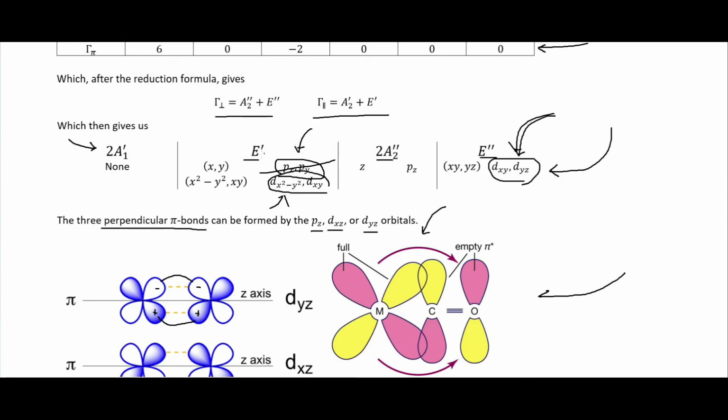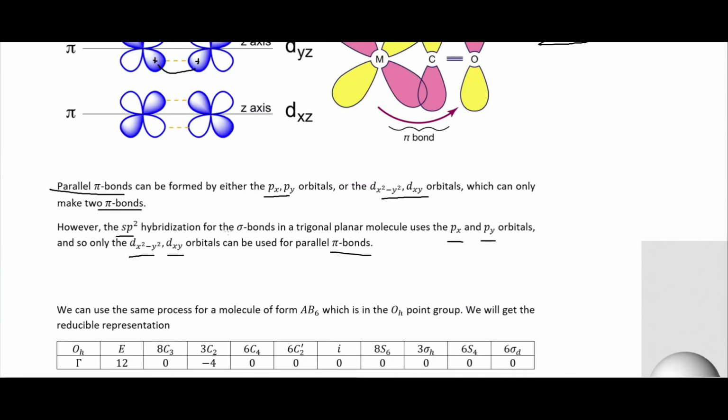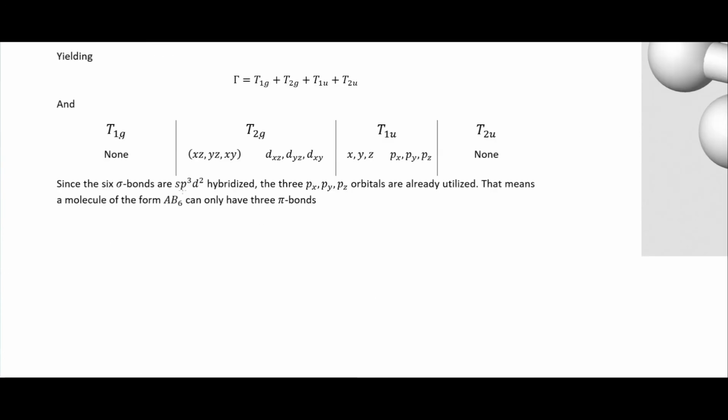So this E prime here is what's being used, the possible uses for our parallel pi bonds, where this here and this here are the possible uses for our perpendicular pi bonds. But we're saying that the px and py cannot be used for our parallel pi bonds, and so we will be using our dx squared minus y squared and our dxy for our parallel pi bonds. But anyway, so one last example here.